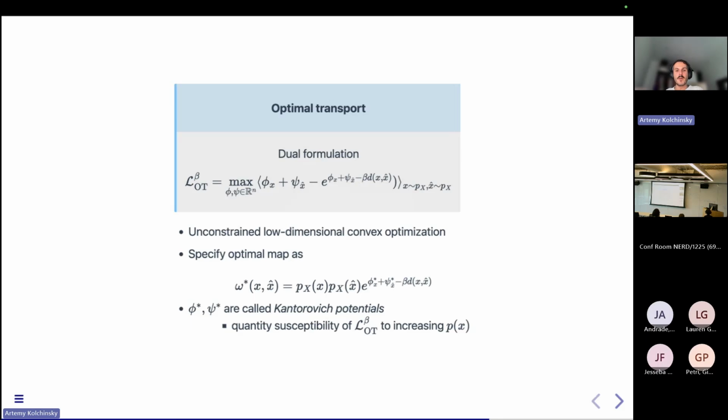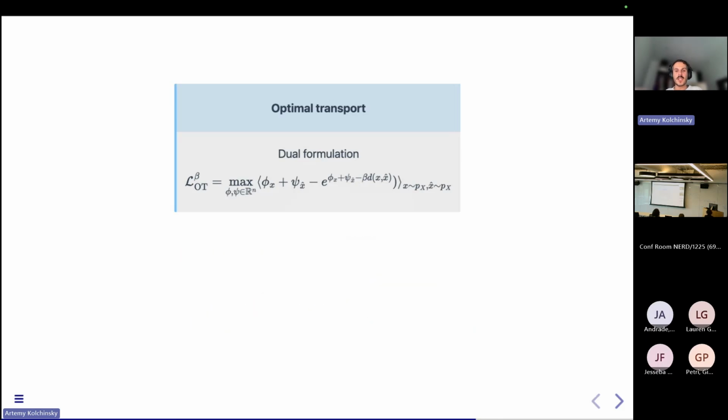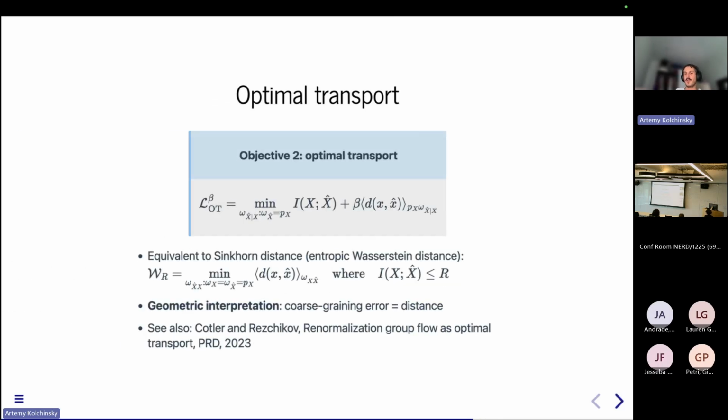So I don't know how many of you are familiar with optimal transport. It's actually not so important to be familiar with it. Optimal transport generally is a way to define a distance between two distributions that's based on some operational measure of cost or loss of transporting outcomes of one space to another space.